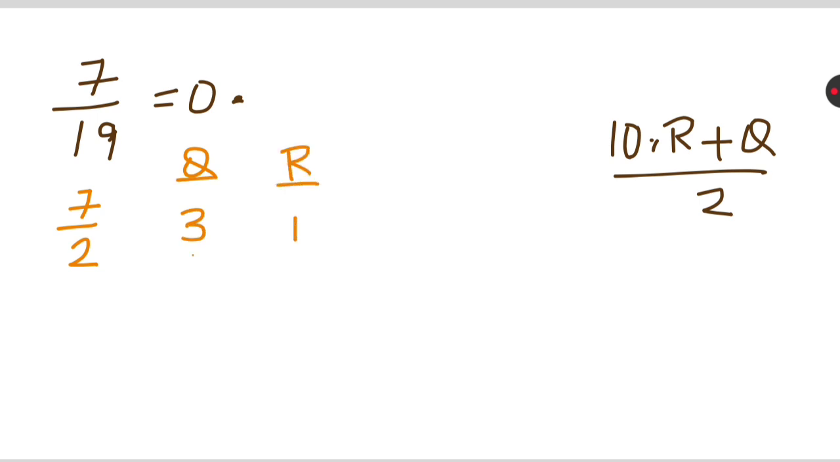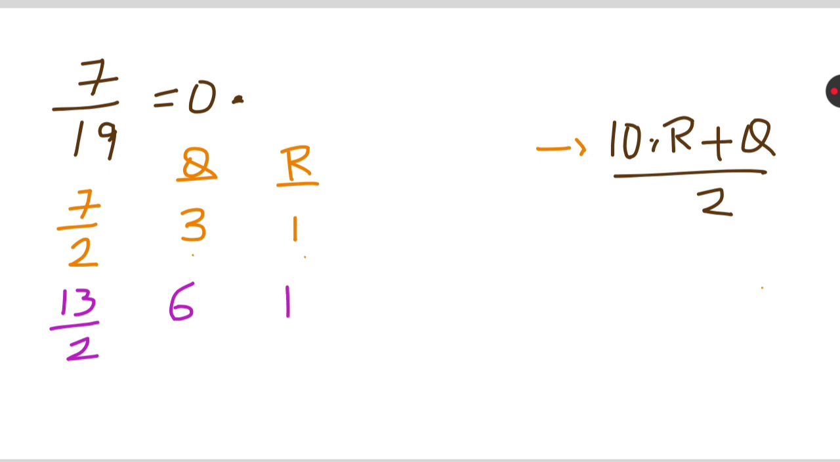So now this quotient and remainder you have to substitute in this formula. So 10 times the remainder is 1 plus the quotient is 3. So 10 times 1 which gives 10 plus 3 which gives 13 over 2. So now you have to take 13 over 2 here. Now again you have to do the division. When you do 13 over 2, the quotient is 6 because 2 6s are 12.